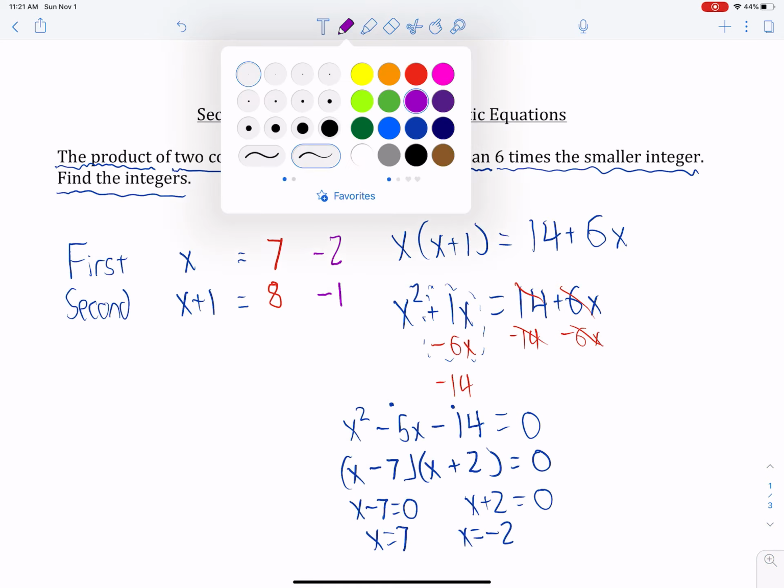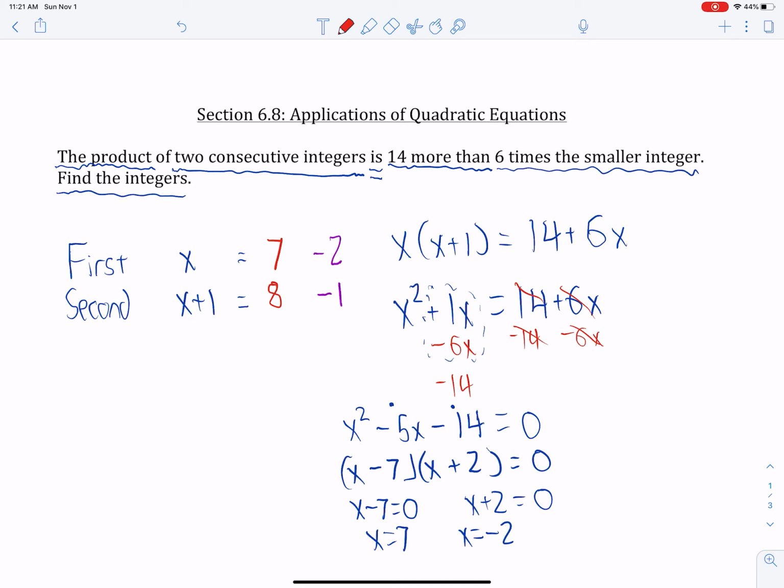So there's two possible answers here. One possible answer is that the numbers are 7 and 8. The other possible answer is that the numbers we're looking for are negative 2 and negative 1.